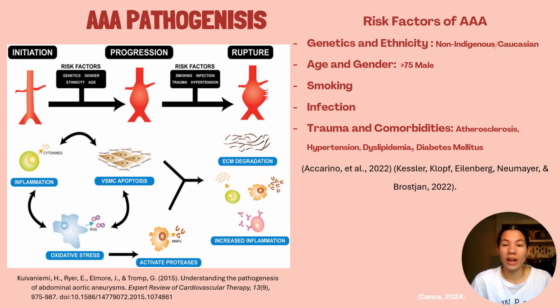So I have some of the risk factors here. We've got genetics and ethnicity. So mostly non-Indigenous and Caucasian people suffer from a AAA, and this could be due to dietary factors. We have age and gender. So over 75 due to decreased healing abilities, increased inflammation with the comorbidities, and we've got increased numbers suffering in males. We've got smoking, infection, trauma and comorbidities, including atherosclerosis, hypertension, dyslipidemia, and diabetes mellitus. And this is all due to the increased inflammation as well as the increased pressures within the vessels that increase the dilation.